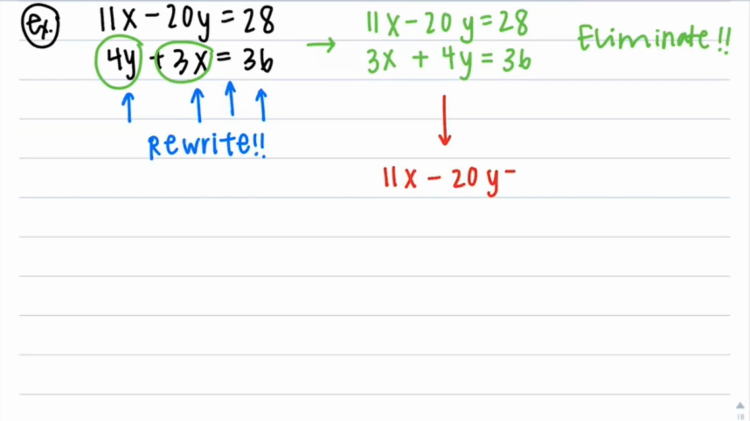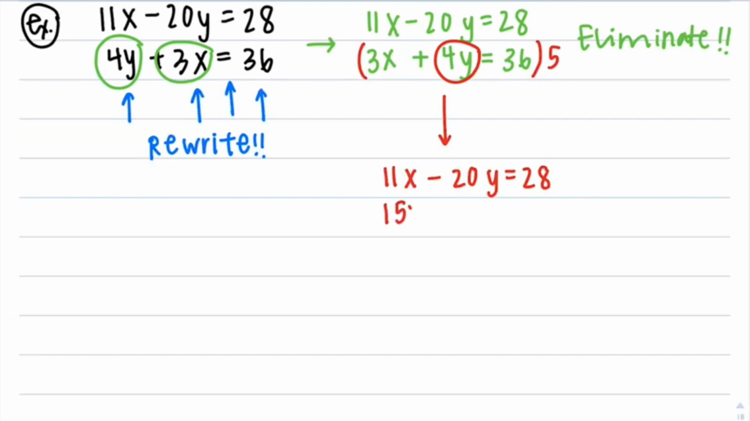11x minus 20y is equal to 28. But it's the second equation that I want to change. So I need to make this 4y into 20 so that it cancels out with that negative 20. So think ahead, kind of what's going to multiply by 4 to get me there. And hopefully you're saying 5, Miss K, because if you did, you were correct. So I would multiply everything by 5 here.